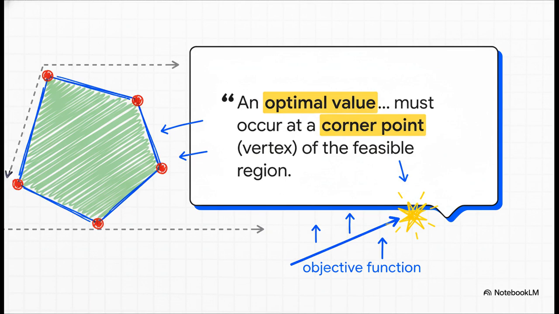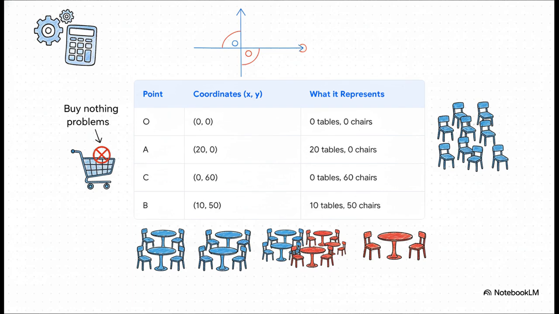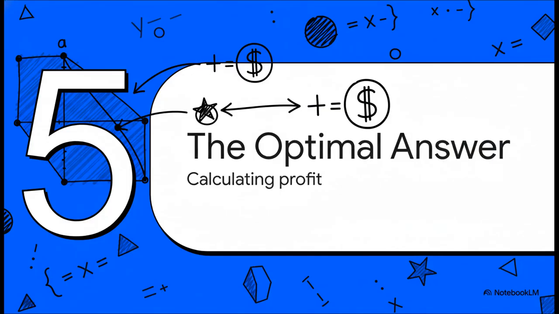So here's the absolute key to this whole thing. There's a rule in math, the fundamental theorem of linear programming, and it says that the best possible answer, our maximum profit, will always be found at one of the corners of our feasible region. This is a total game changer. We don't have to check a million points inside the map. We just have to check the handful of corners. So these are the only 4 spots that matter. We've got the starting point, O, which is (0, 0), basically buying nothing. Then point A at (20, 0), that's our all tables plan. Point C at (0, 60) is the all chairs plan. And then there's point B, the interesting one, where our 2 lines cross, which represents a very specific mix, 10 tables and 50 chairs.